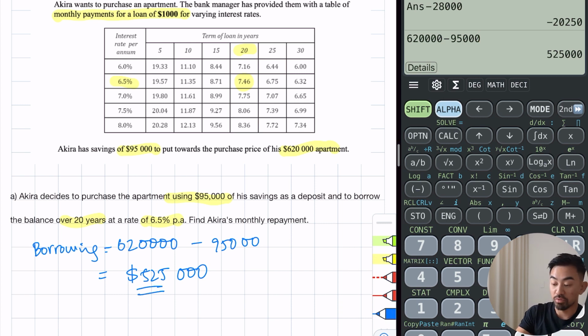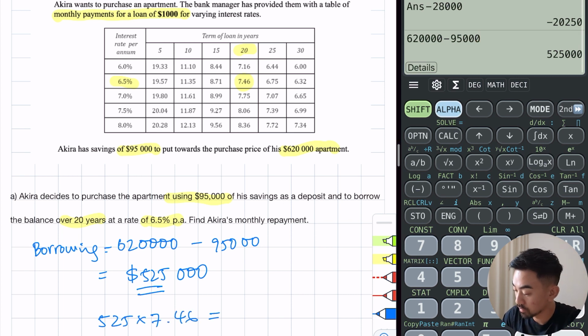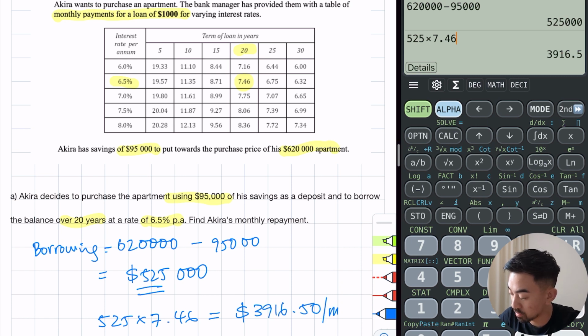So he's actually got 525,000. So it will be 525 times 7.46. 525 times 7.46 to work out his monthly repayment. So $3,916.50 per month. Okay, and that's done. So just a little bit of calculation before actually using the table, but nothing too complicated.